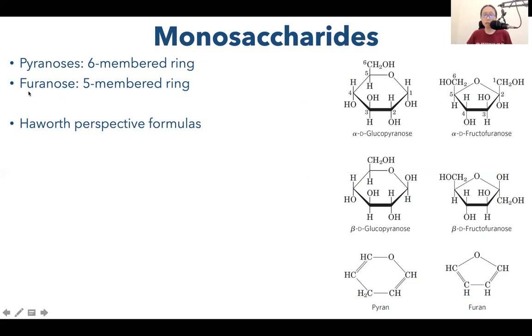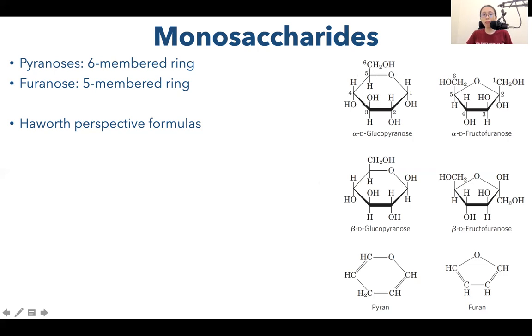And we have furanose for 5-membered rings. An example would be the ring formed by fructose, which is a ketose. This is because the structure resembles the molecule furan.